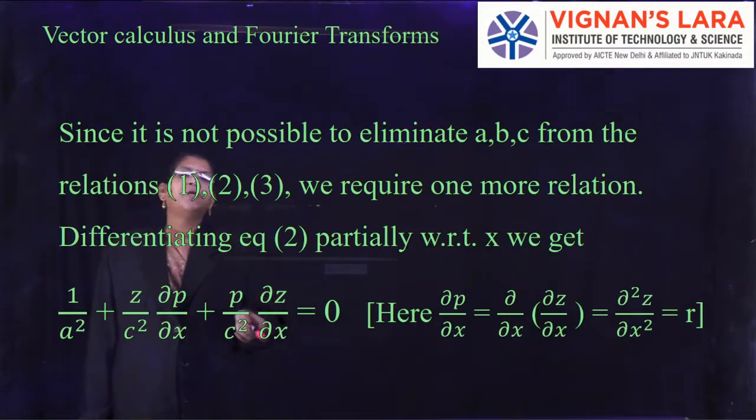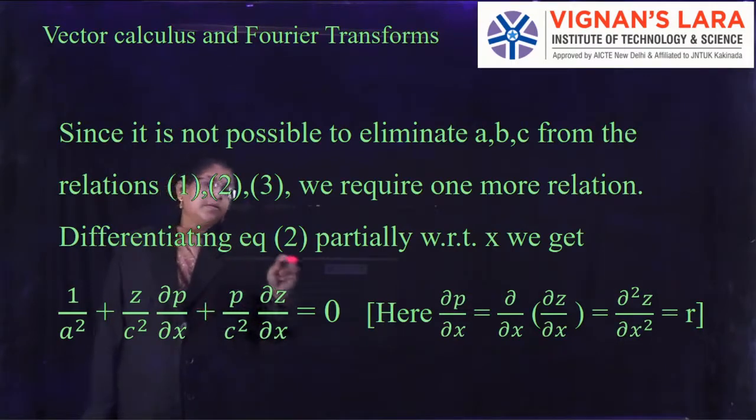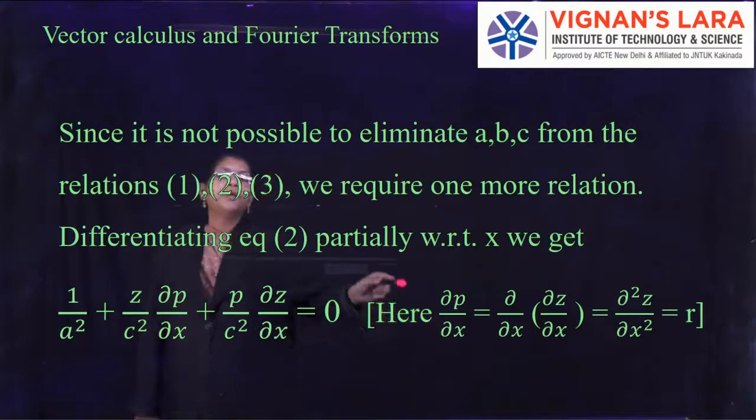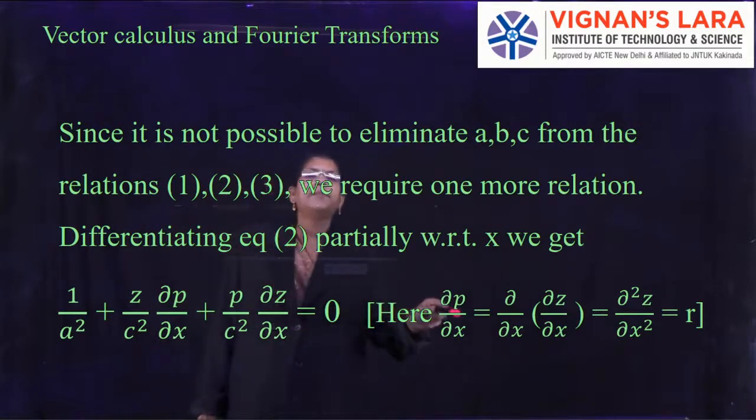∂z/∂x is equal to 0. That means for z and p we have applied the UV technique. Okay. So what is ∂p/∂x? It is ∂/∂x of p. What do you mean by p? ∂z/∂x.